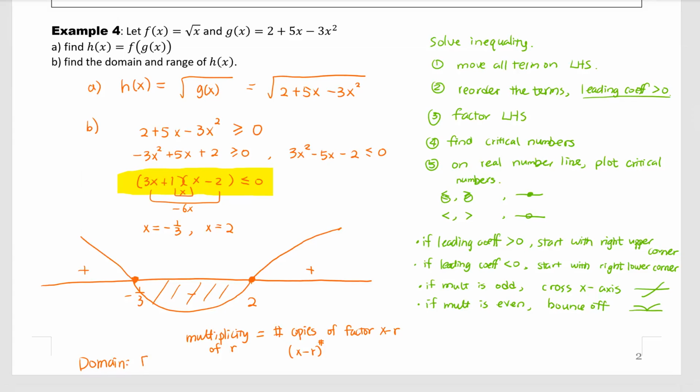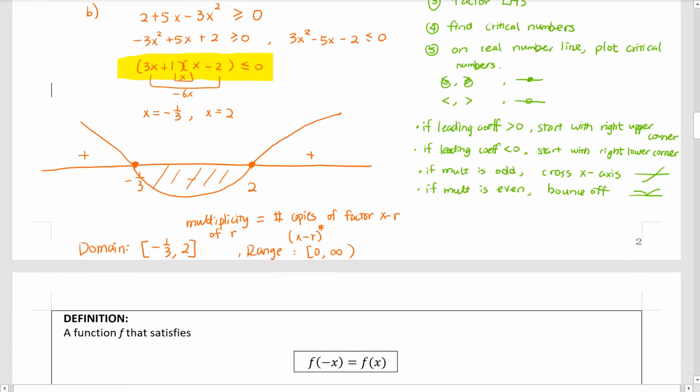Our domain includes -1/3 and 2. Okay, and how about the range? Range, square roots is greater than or equal to 0, but do you actually reach the lowest number? Yes. If x is -1/3 or 2, we get 0. So for the range, we actually reach 0, so it is 0 to infinity. So far, so good, everybody?